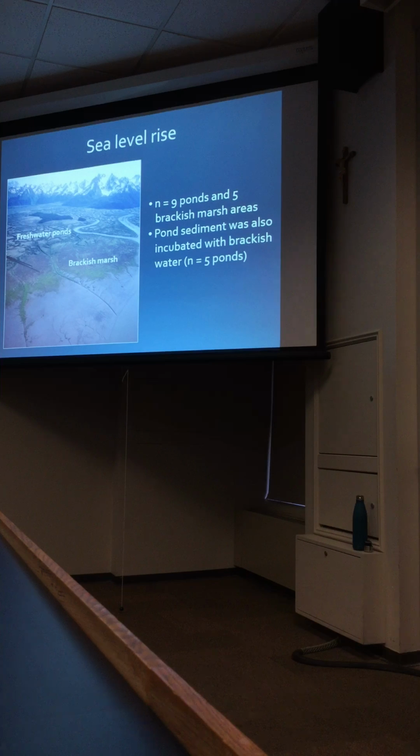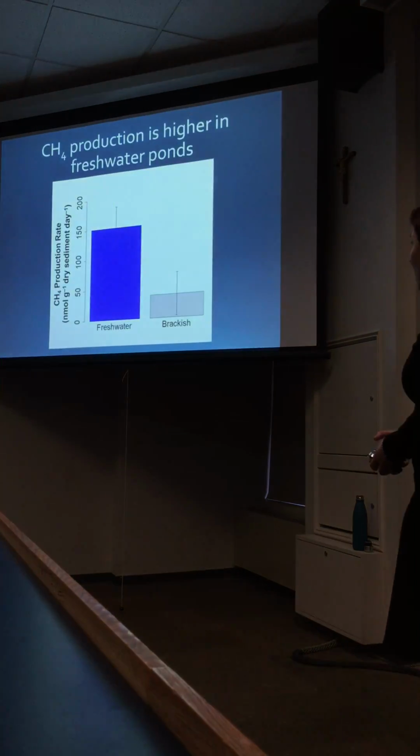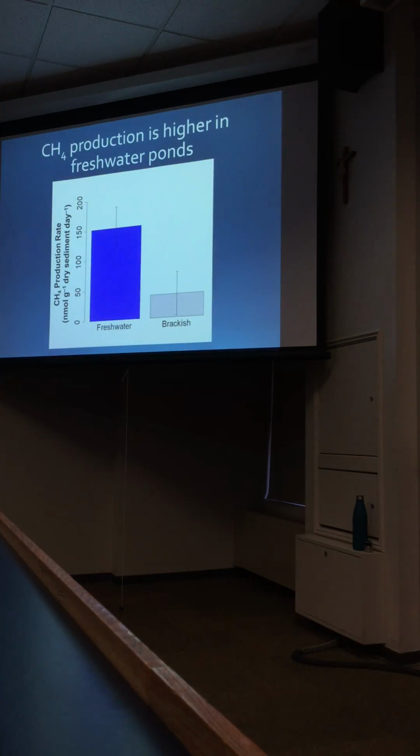And then we did an experiment where we took our freshwater pond sediment and flooded that with the brackish or salt water. That was sort of to simulate our sea level rise, so to speak. What we found is that methane production was much higher in our freshwater systems than in our brackish systems. And so we started to ask why that might be.